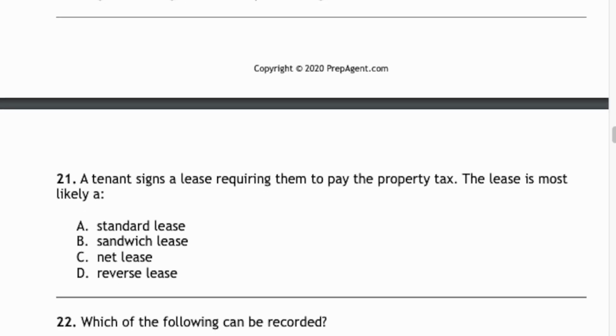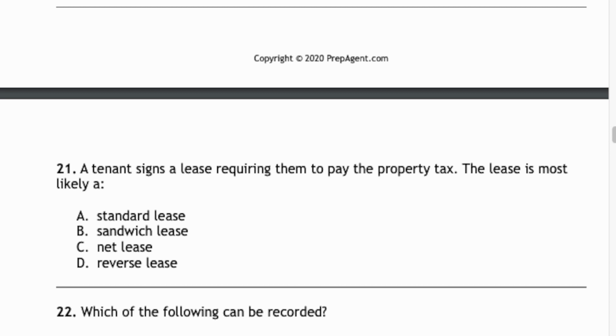Number 21. A tenant signs a lease requiring them to pay the property tax. The lease is most likely A. Standard lease. B. Sandwich lease. C. Net lease. Or D. Reverse lease. Now, a tenant, not an owner, a tenant signs a lease. The answer is C. Now, this was tough.